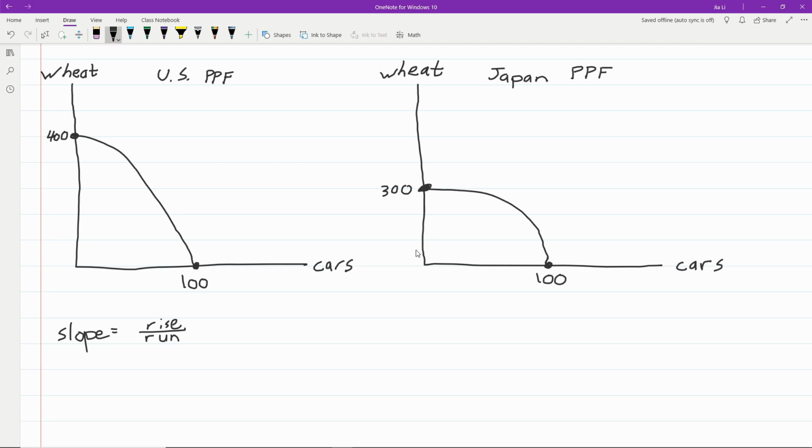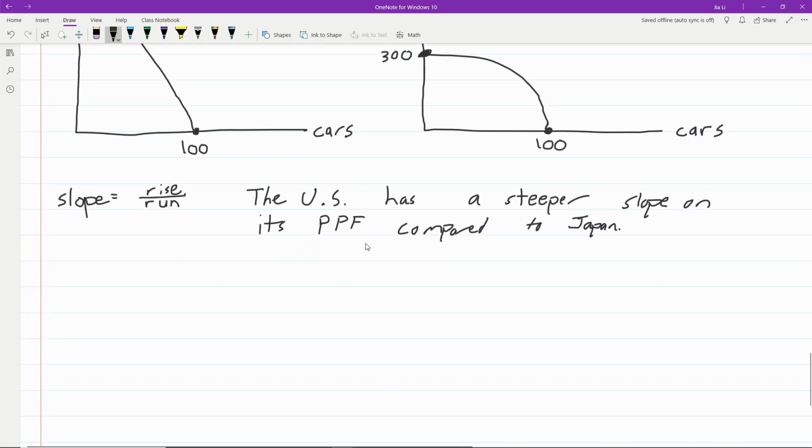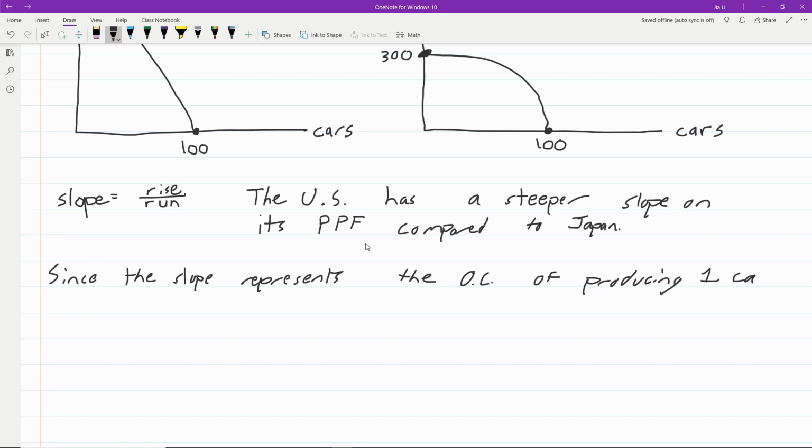Using the little bit of math here, and just by looking at the shapes of these two PPFs, we can see clearly the United States has a steeper slope on its PPF compared to Japan. Furthermore, since the slope represents the opportunity cost of producing one car in this case, right?